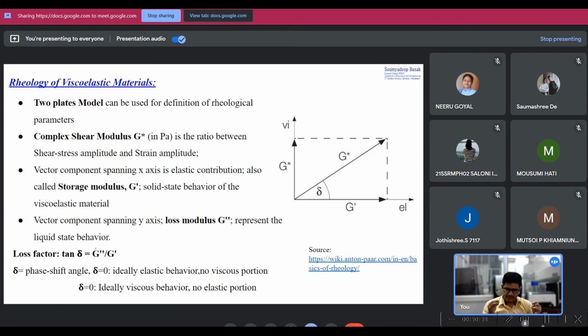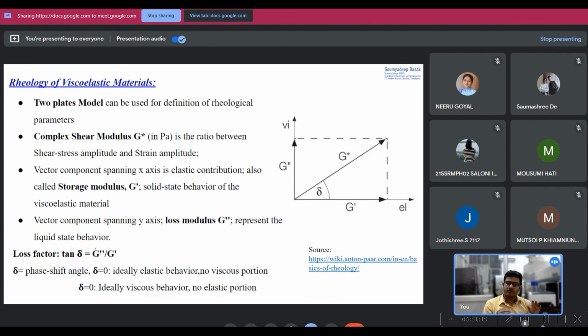we get the complex shear modulus, G star, and it is a vector parameter, right? We have studied vectors in plus 2. It is a vector parameter, and it can be split into x and y direction components. The x component belongs to the elastic contribution. Whatever the material's elastic, solid property is, that is denoted by this x component, while the y component denotes the loss modulus, or the viscous component.